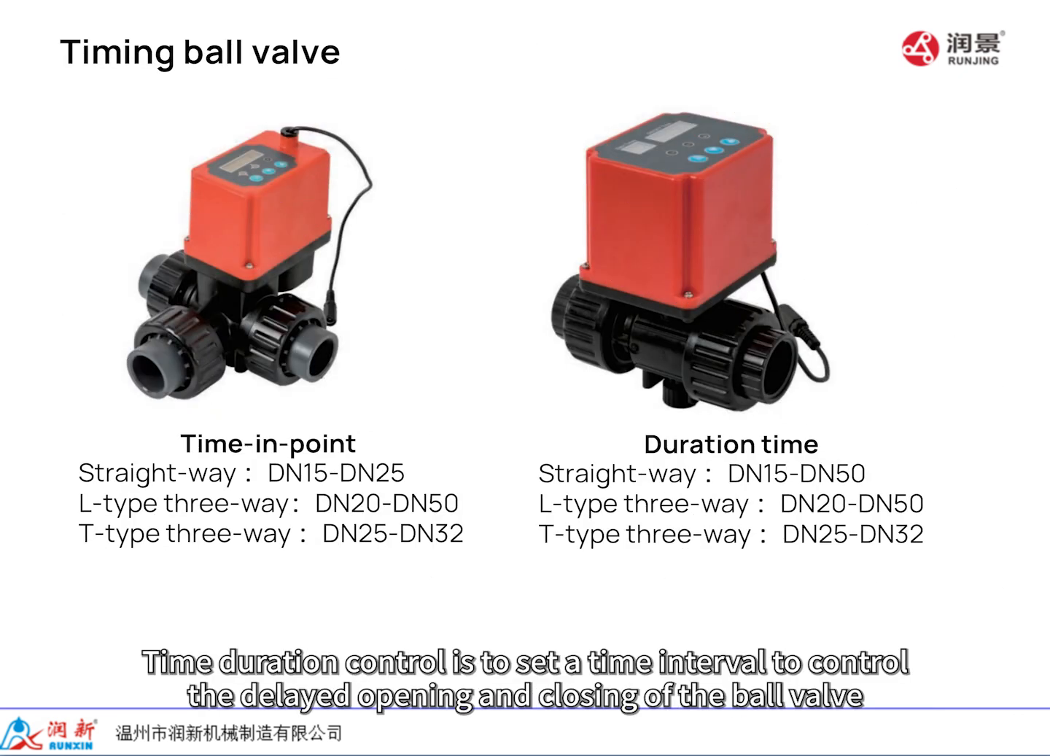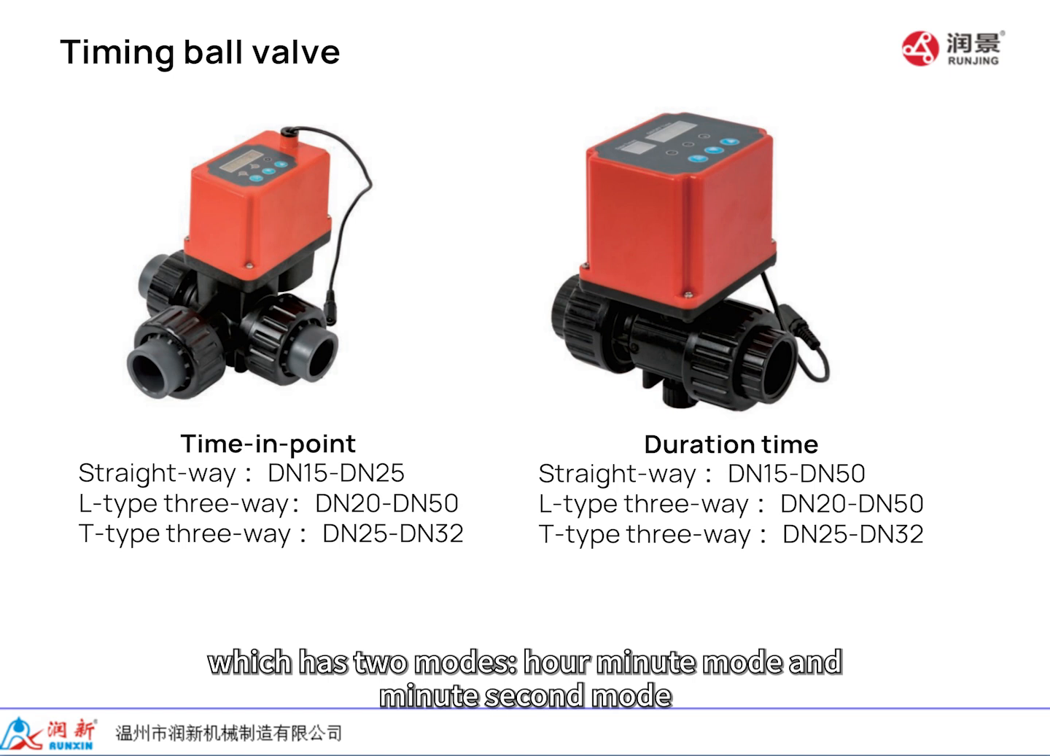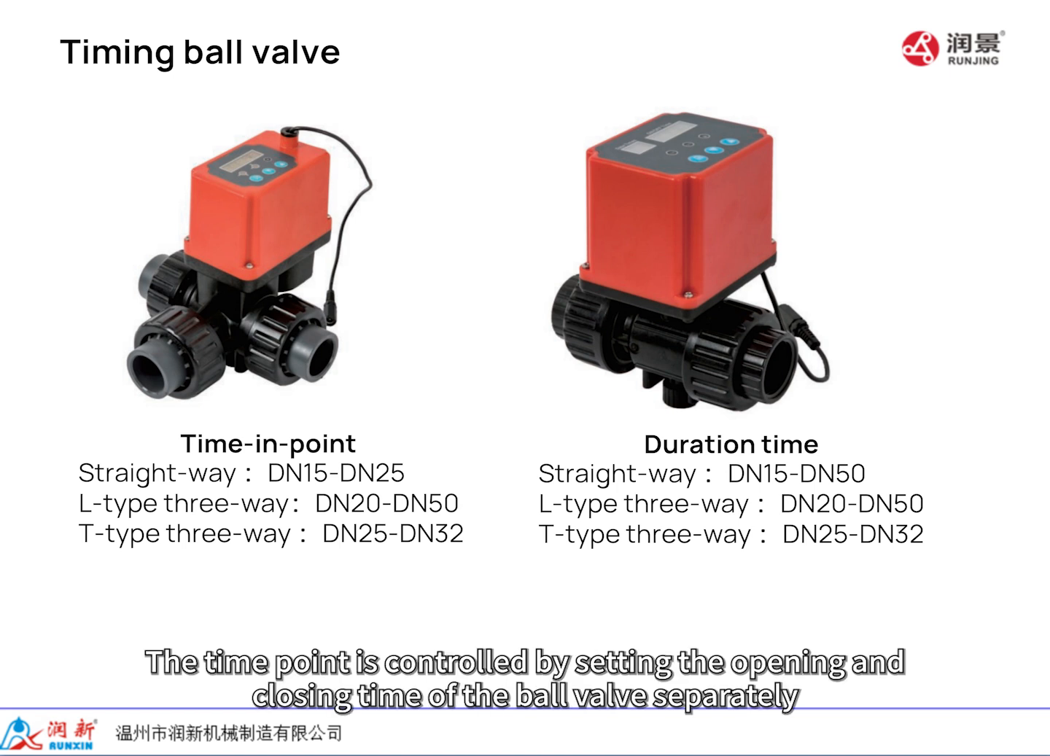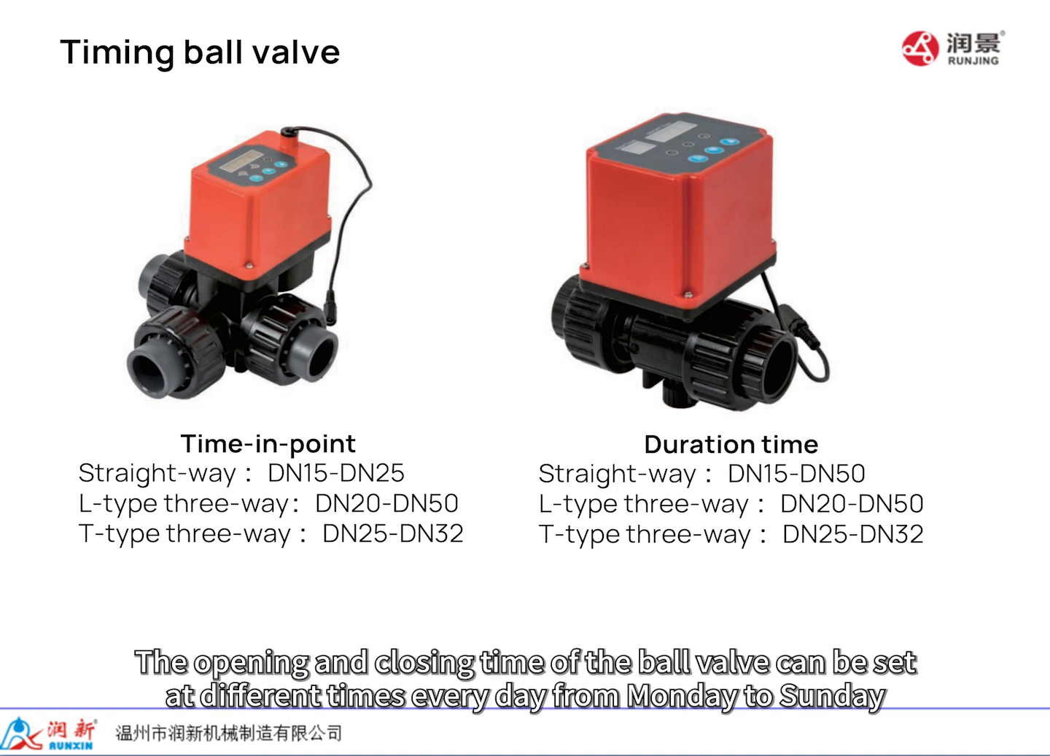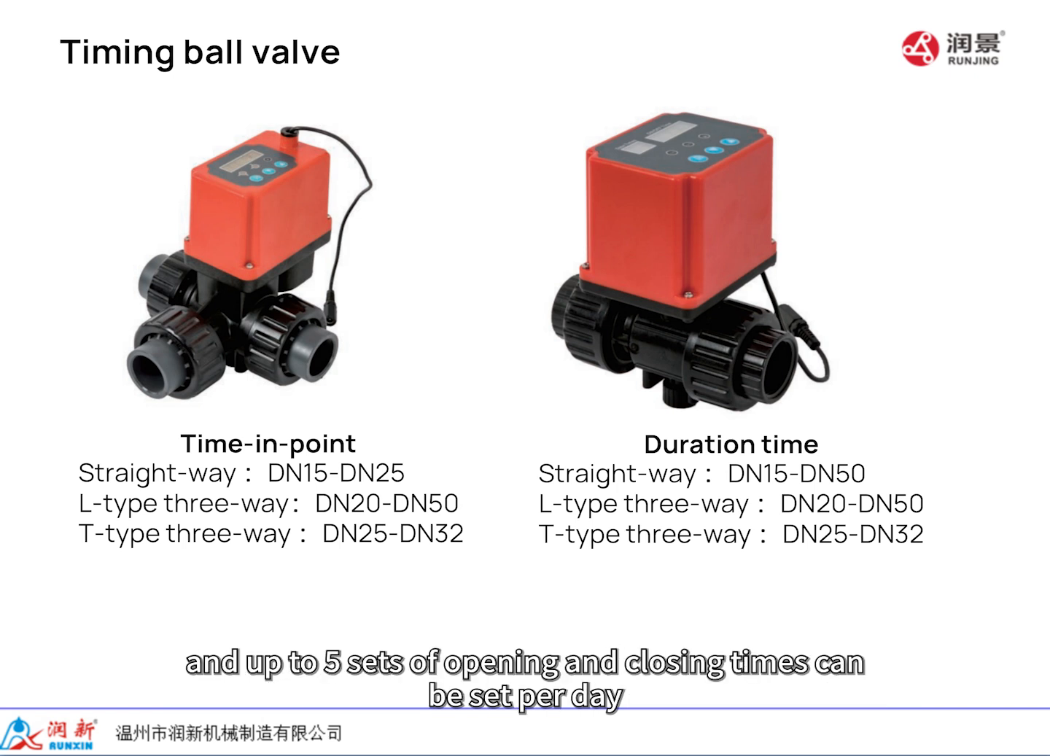Time duration control is to set a time interval to control the delayed opening and closing of the ball valve, which has 2 modes, hour-minute mode and minute-second mode. The time point is controlled by setting the opening and closing time of the ball valve separately. The opening and closing time of the ball valve can be set at different times every day from Monday to Sunday, and up to 5 sets of opening and closing times can be set per day.